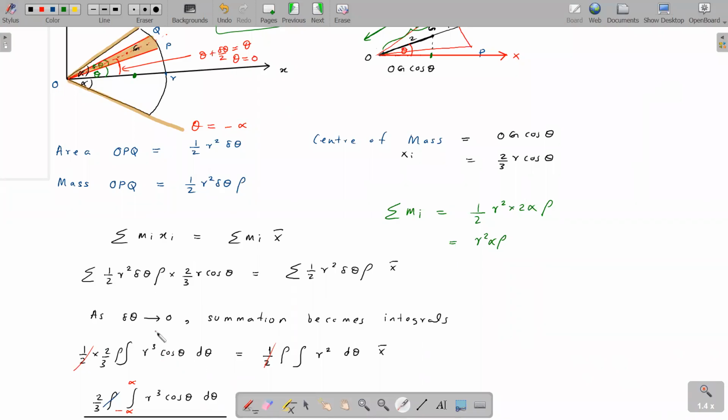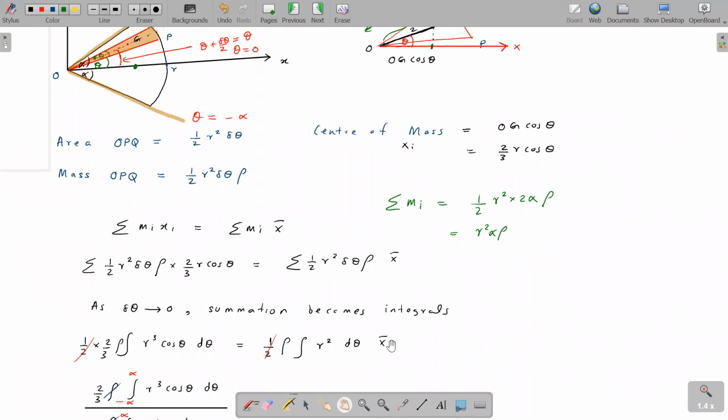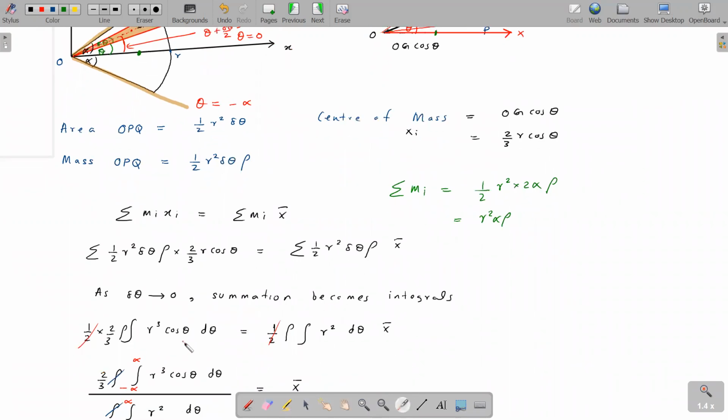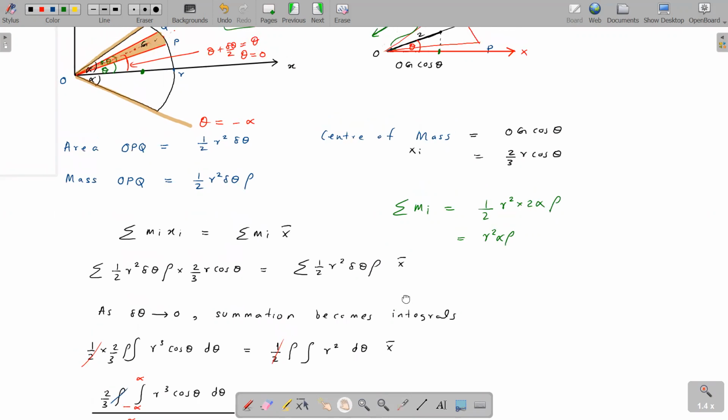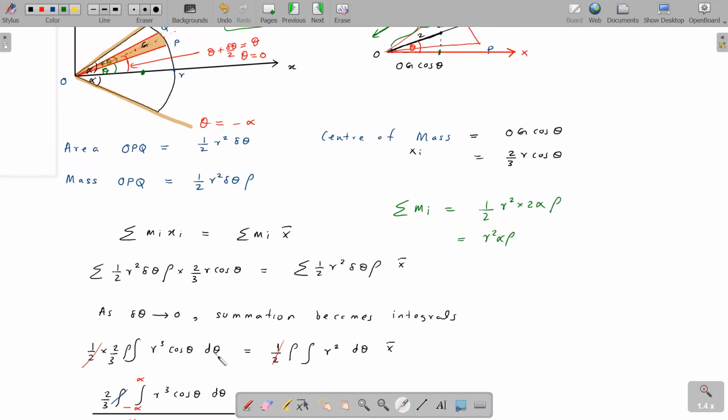All right, guys. So okay, we have the equation. So what are the limits now? I was asking you the question, what are the limits we need to use? You can see here delta theta turns to d theta, right? So basically it's the theta limits that we need to use.